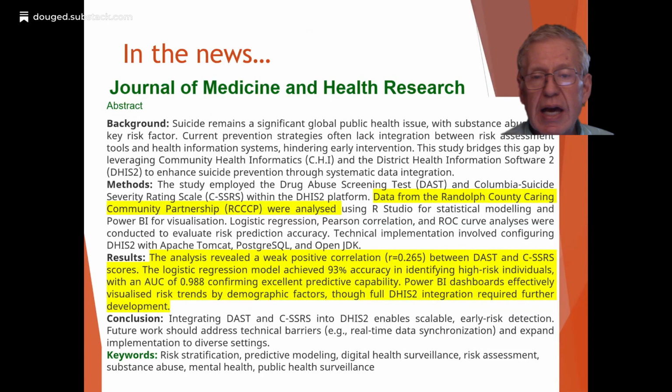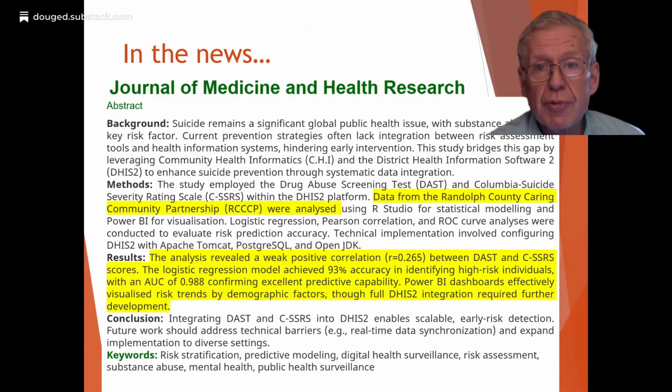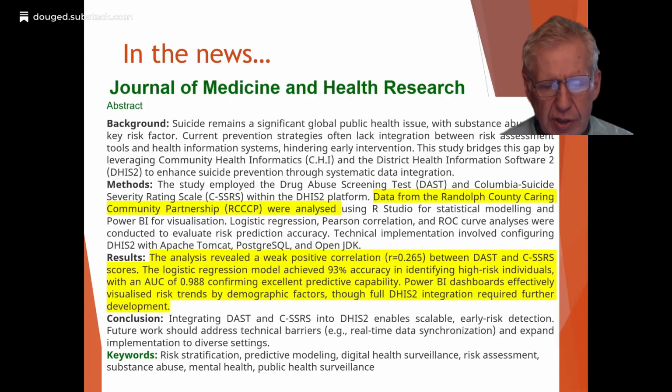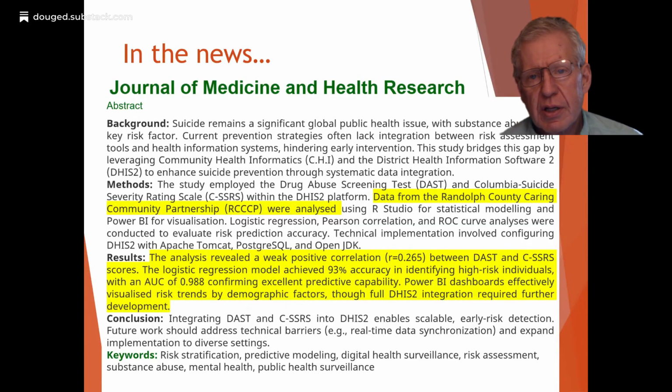When we look at the abstract, several things I want to call out, and I should say I assigned this to my students to read this article before this lecture. First, I want to note that our colleagues worked with Randolph County Caring Community Partnership, RCCCP, to conduct the research on which these conclusions were based.